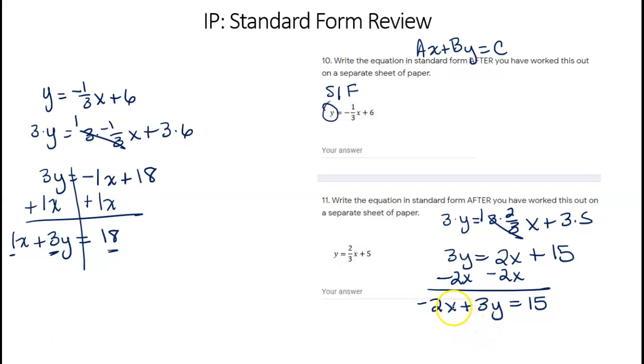There's no fractions, but I have to instead divide everything by -1 on both sides so that a can be positive. So this should have become 2x because a negative divided by a negative is a positive, minus 3y because a positive divided by a negative is a negative, equals -15. Nice job.